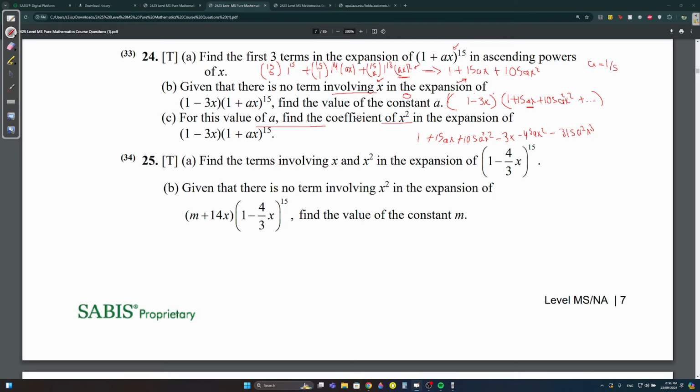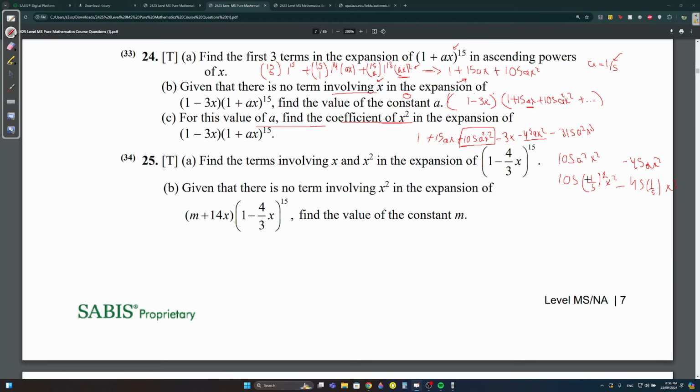Now, what do they want? They want the coefficient of x squared for the value of a that is 1 over 5. Let's see. What are my terms that have x squared? We have 105 a squared x squared. We have minus 45 a x squared. Okay. We know a equals 1 over 5. So 105 times 1 over 5 squared minus 45 times 1 over 5 x squared.